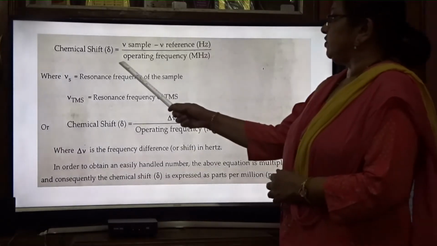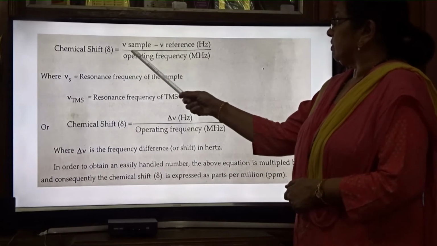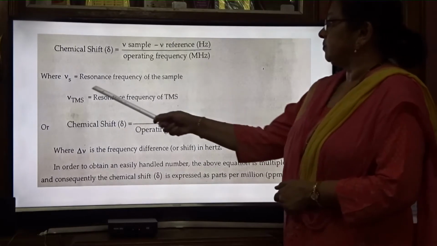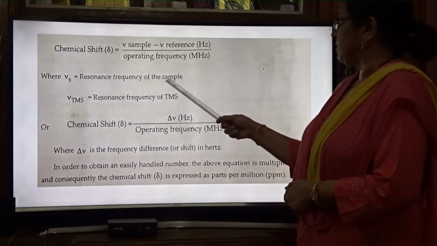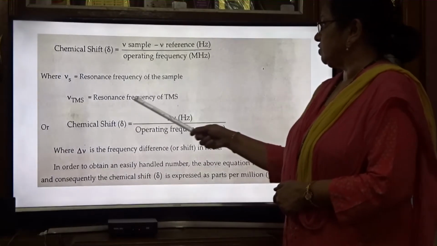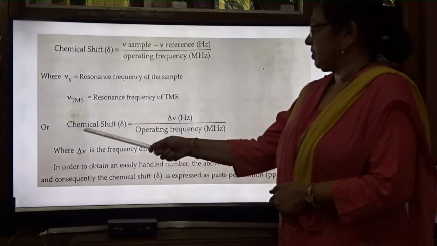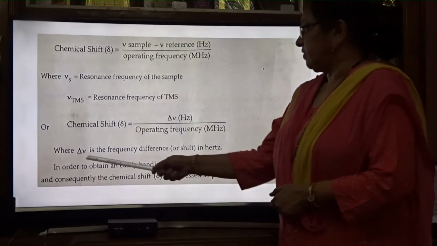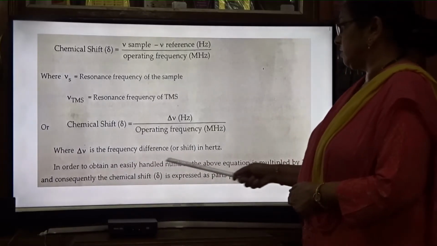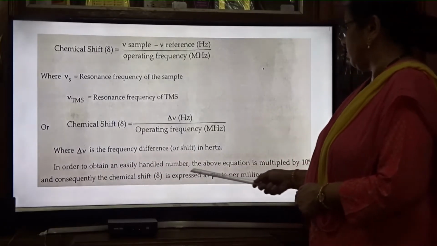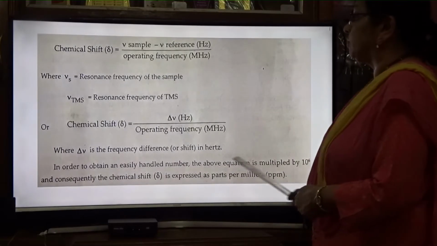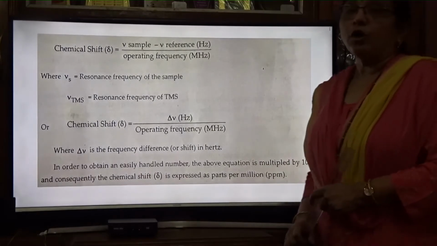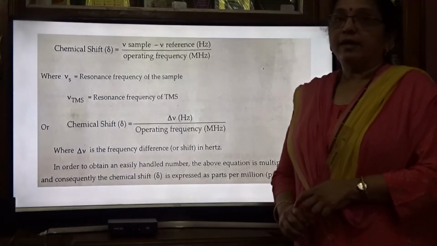So chemical shift is given by delta. The sample frequency is measured relative to the reference in hertz, divided by the operating frequency in megahertz. Vs is the resonance frequency of the sample, and this is the resonance frequency of TMS, tetramethylsilane. Chemical shift delta is given by delta V divided by the operating frequency, where delta V is the frequency difference or shift in hertz. To obtain an easily handled number, the equation is multiplied by 10 raised to the power 6, and the chemical shift is expressed in ppm. So we express chemical shift in delta or ppm.